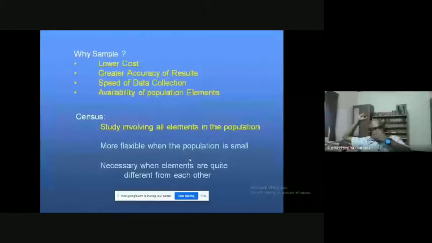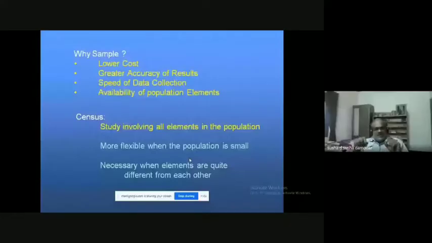Why sample? If we opt for a sample study, definitely the cost will be very low. There is greater accuracy of the research, speed of data collection, and availability of population elements. Theoretically, we say that sample study has these types of advantages. But when we use census survey, we study all the units in the population. It is flexible, but at the same time, it is very costly.